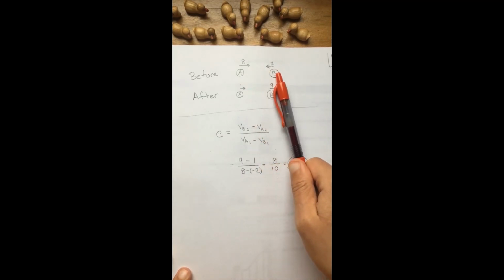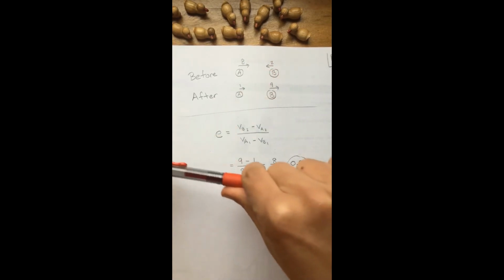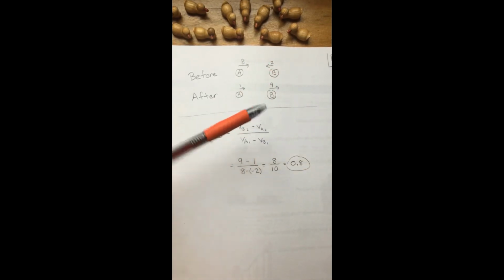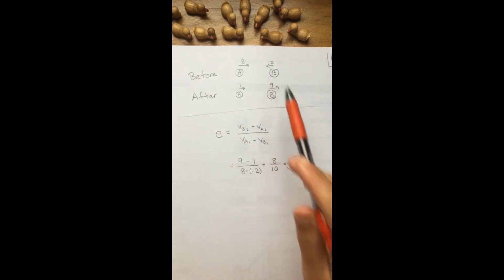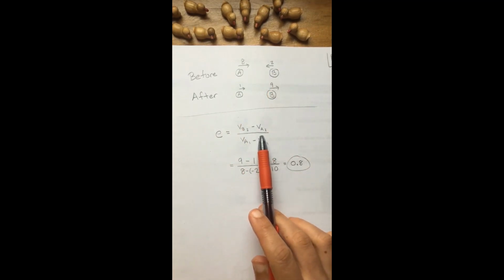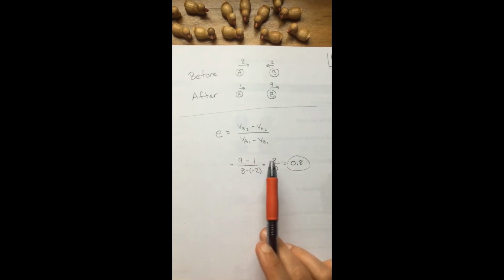The initial velocity of object B is 2, but it's in the opposite direction. So if the velocities going this way are positive, then I need to make this a -2. Okay, so I need to pay attention to my signs here. If I plug that in, I get 8 divided by 10, which is 0.8. And that's it for fundamental problem 13.